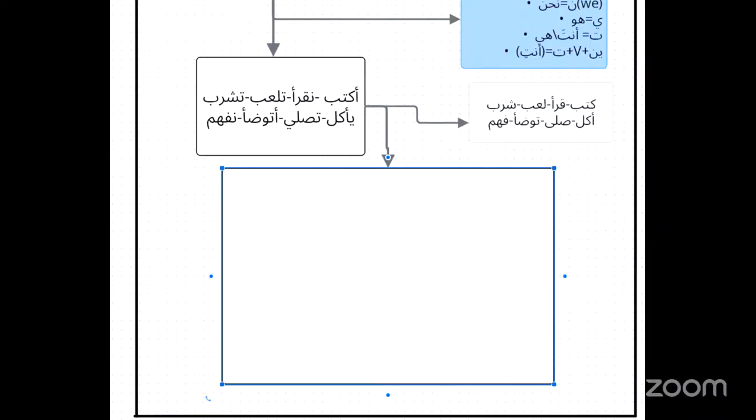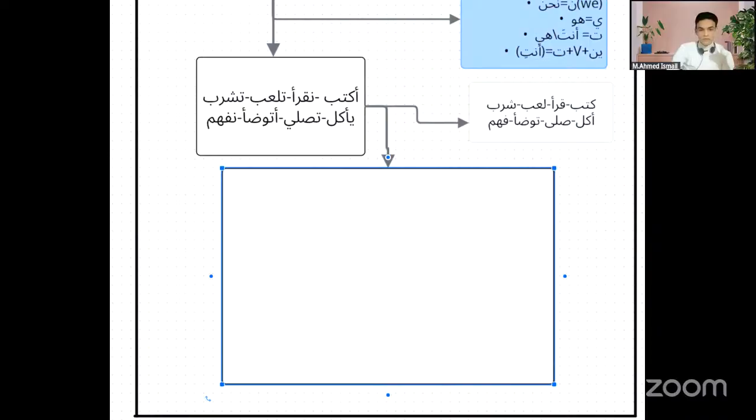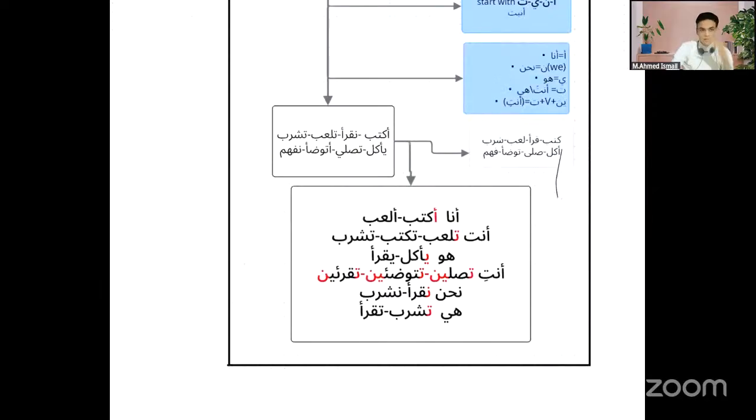Okay. So نحن نقرأ, نحن نشرب, we read or we drink. هي تشرب or هي تقرأ, she drinks or she reads something. It's so simple and clear, and we already mentioned that, but I want to remind you because we will meet it a lot in the future, inshallah, in the units.